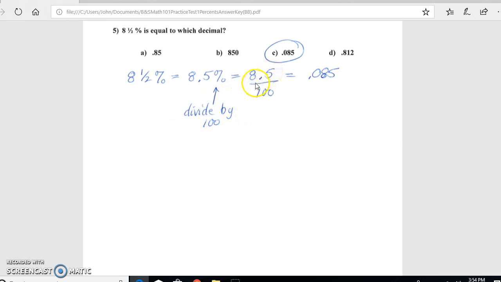So 8.5 over 100, or 8.5 divided by 100, is going to give me 0.085, and that's my answer as a decimal number. 8.5% is equal to 0.085 as a decimal number.